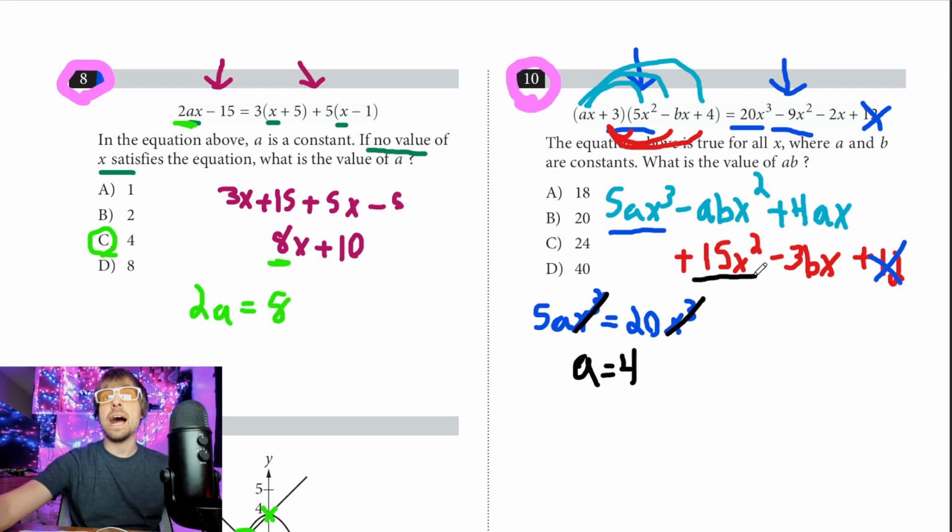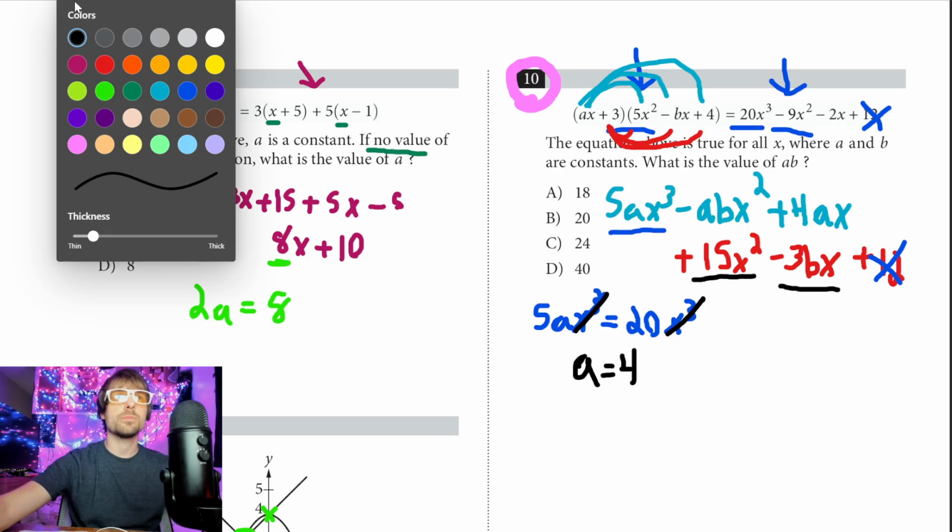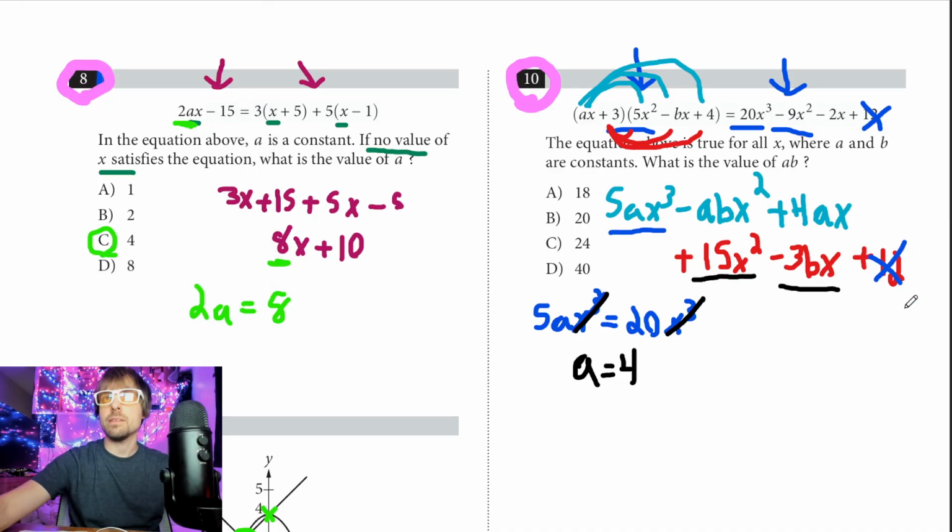I can do either my x squared terms, because they both have a and b, or I can do my x terms. So I think the x terms look a little bit easier, and let's demonstrate what that would look like. So I'm saying all of my x terms on one side are equal to all of my x terms on the other. So I'll say 4ax minus 3bx is equal to negative 2x.